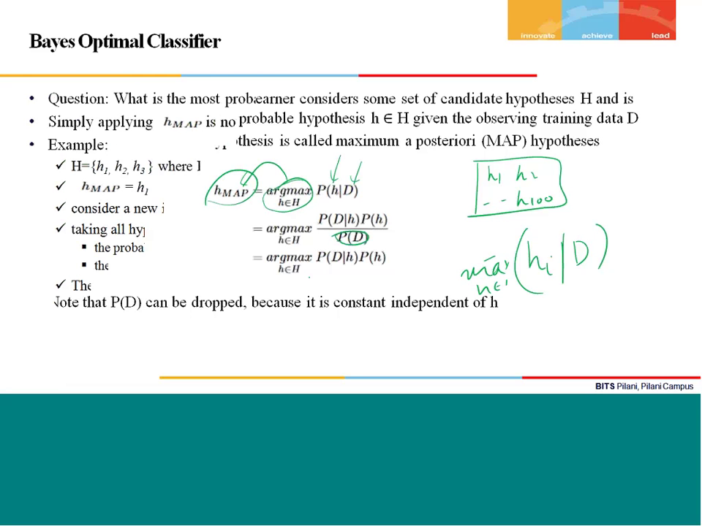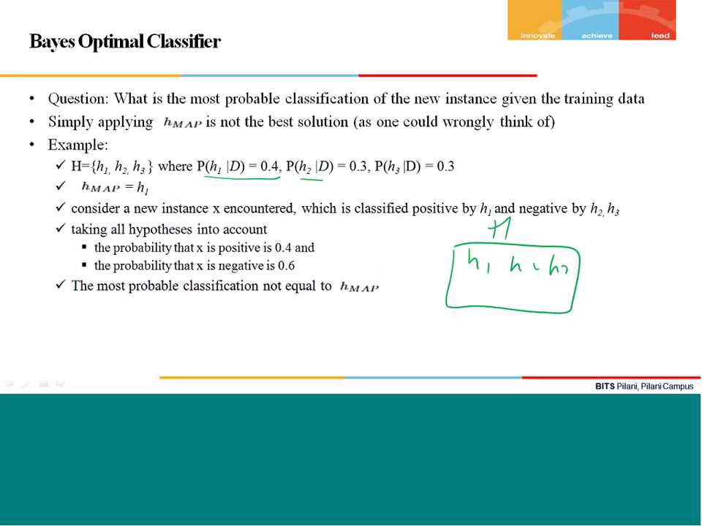Let's look at the MAP hypothesis example again in some detail. Let's say the hypothesis space is H1, H2, and H3. Given the data, the probability of H1 is 0.4, the probability of H2 is 0.3, and the probability of H3 is 0.3. Because I have only three probabilities, the space is divided by 0.4, 0.3, 0.3, so the sum will be 1. Out of these, this one has the maximum probability given the data. It means my hypothesis is this one, because it has the maximum probability given the data. And that is the MAP hypothesis: given a data, the hypothesis having the maximum probability.